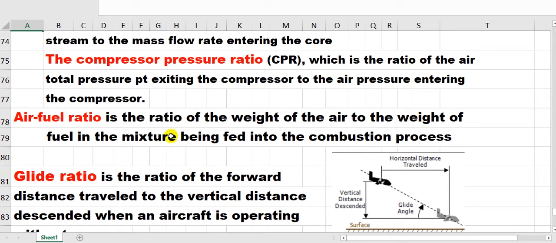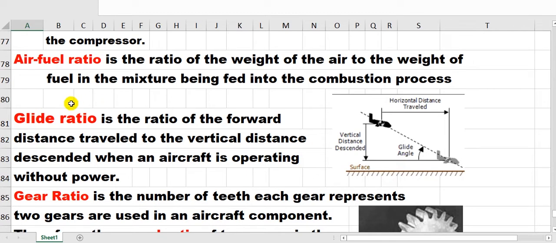Okay? We go to another ratio. Air to fuel ratio. The mass of air to fuel in the mixture. The ratio of the weight of the air to the weight of the fuel in the mixture being put into the combustion process, the combustion area, or combustor. Okay, in the internal engine or the turbine engine and so on.